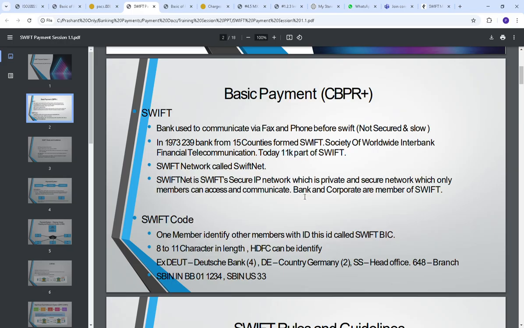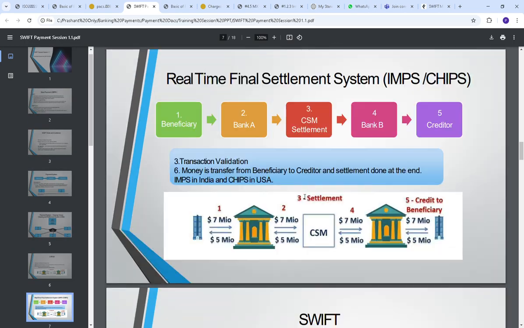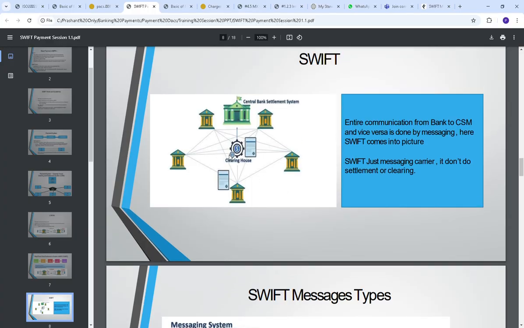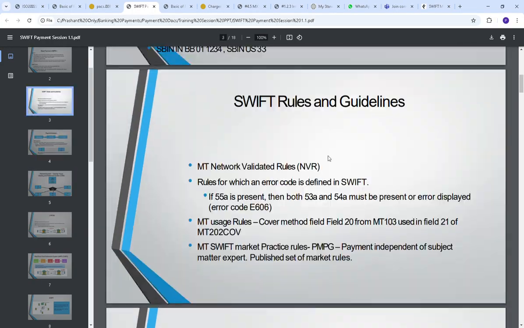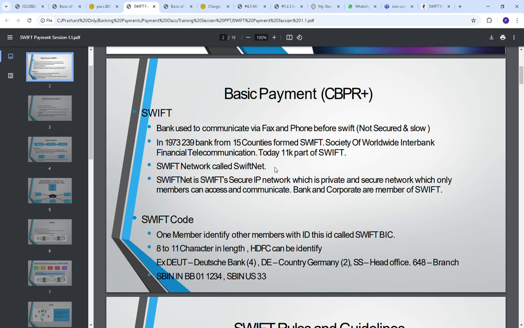And the SWIFT network is called SwiftNet. How does that SWIFT network look? It's coming in the coming slides, so I will tell you at that time. By the way, just keep in mind that you have to take a membership of SwiftNet to use the SWIFT network. And the SWIFT network membership is highly paid for banks.